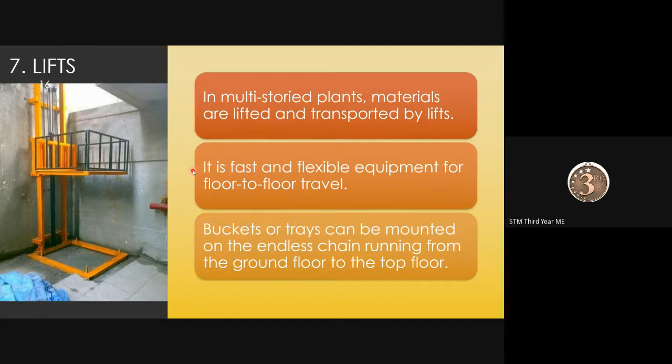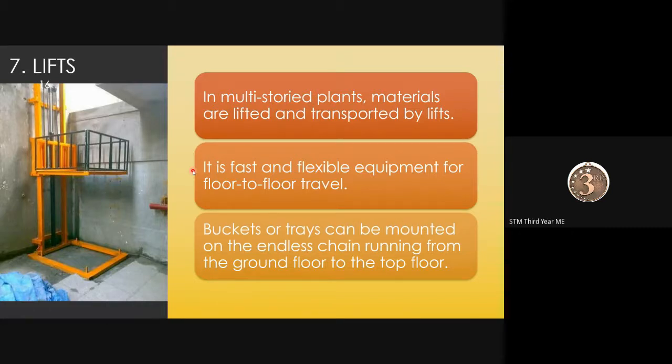But if you want to carry something from one floor to another floor, to subsequent floors, then we will use the help of lifts. So these are multi-story plants in which the materials are lifted from one place to another. It is basically lifted in the vertical axis. Okay, these are the commonly used material transporting devices or equipment, and you have seen them multiple times during construction and all.